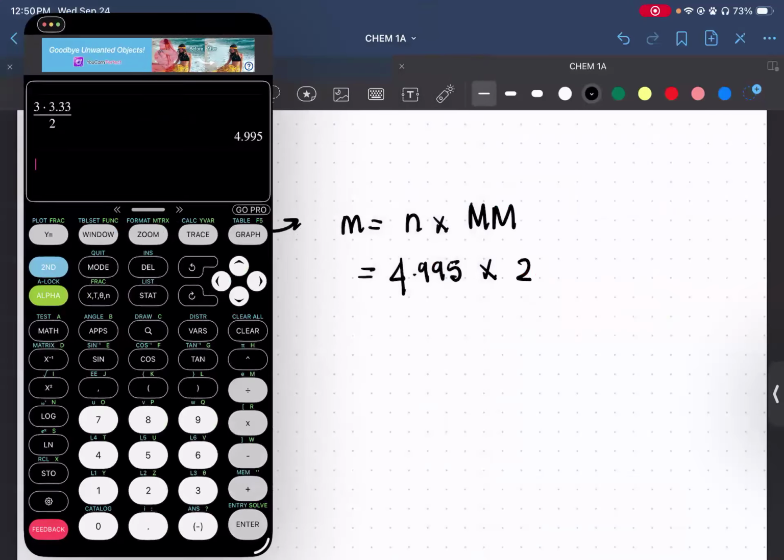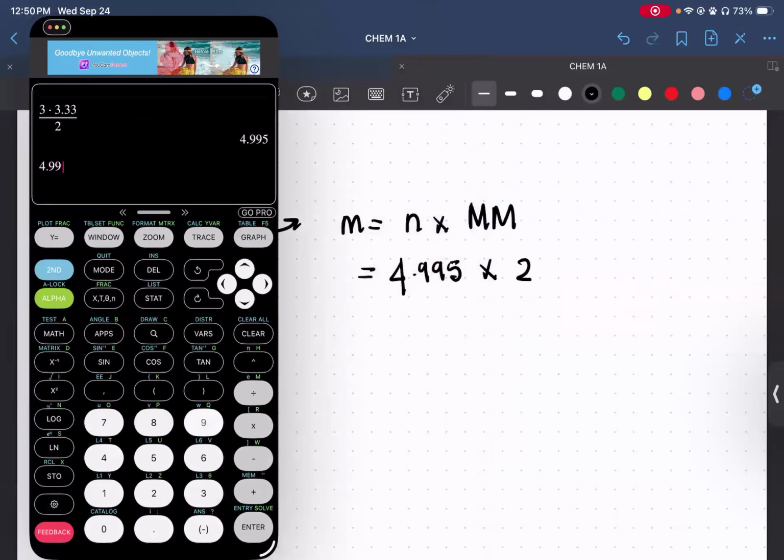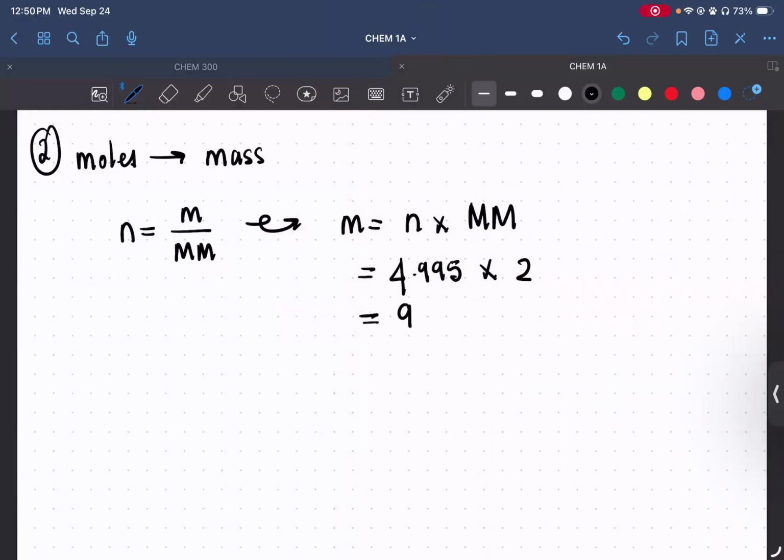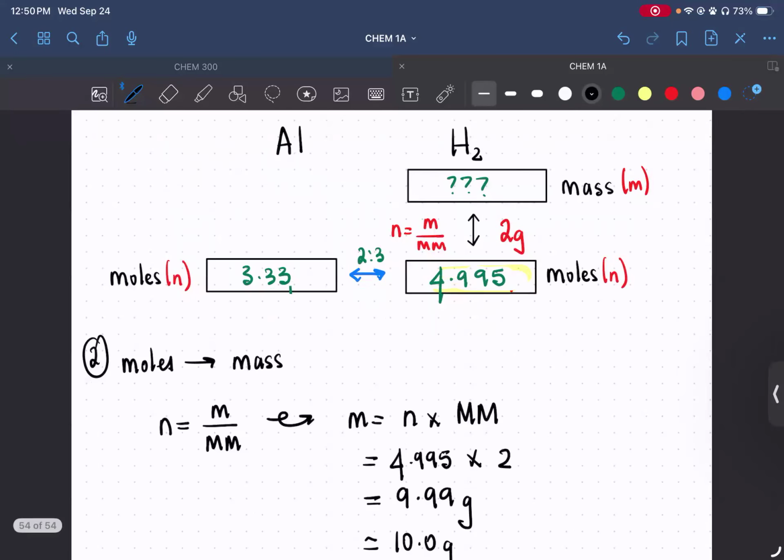We can now plug this into our calculator, 4.995 times 2. And this gives us 9.99 grams. You, of course, are able to round this up. When rounded, this becomes almost a perfect 10. And with that, we have calculated, in theory, how many grams of hydrogen we should make.